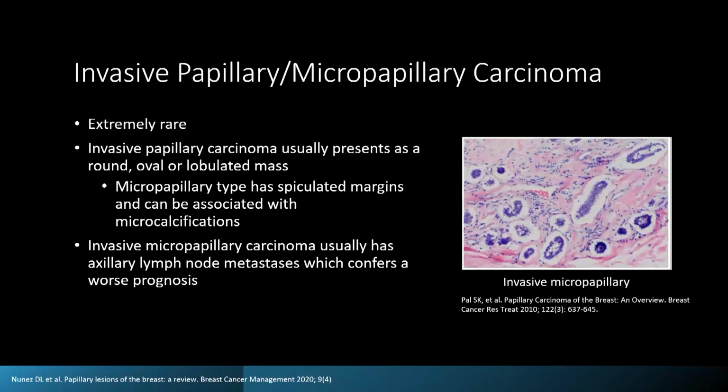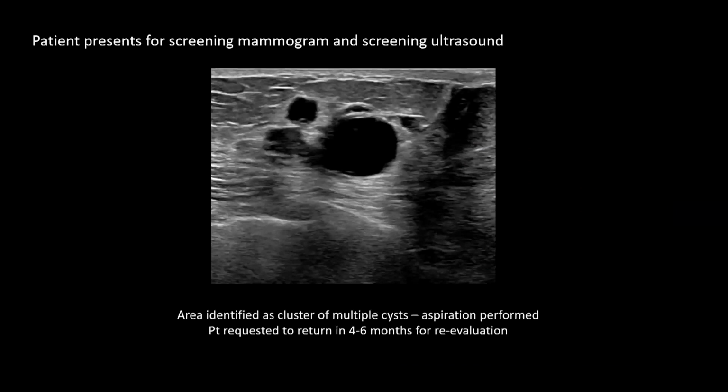Invasive papillary or micropapillary carcinoma is extremely rare, and it usually will present as a round, oval, or lobulated mass. And if it is micropapillary, it may have spiculated margins and it may have calcifications. These invasive micropapillary cancers will have axillary lymph node metastasis and typically have a worse prognosis, but they are rare. There was a very good article by Nunes in Breast Cancer Management a few years ago discussing this very rare presentation.